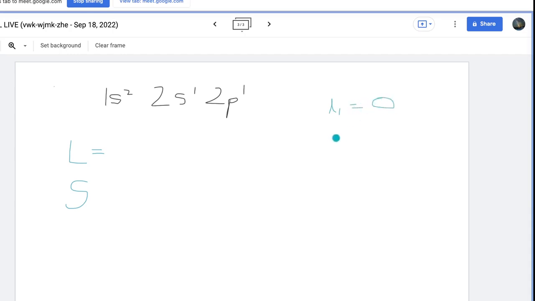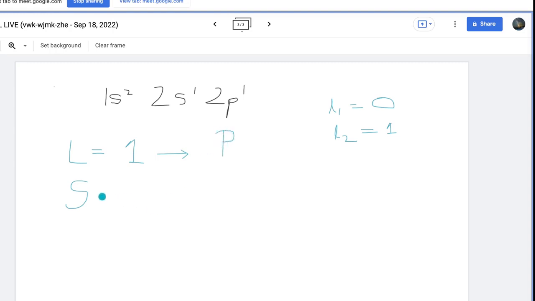And for the p orbital, let's say l2, the p orbital starts from +1, so it will be 1. So the capital L value will be the summation of these l1 and l2. It will give me capital L equal to 1. So this will correspond to the term P, capital P.